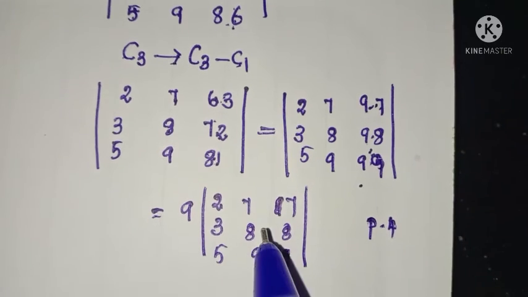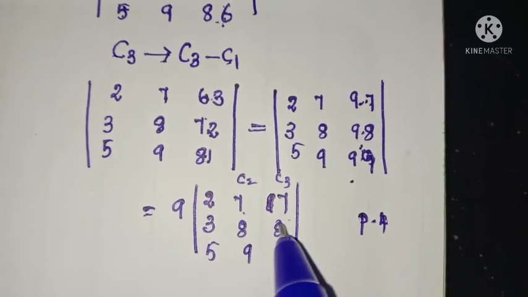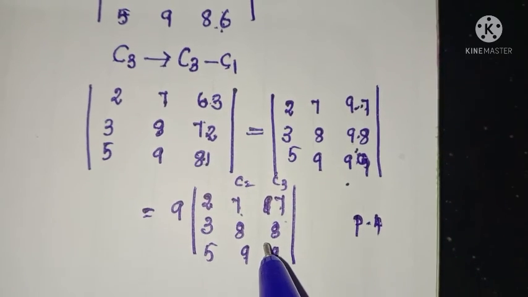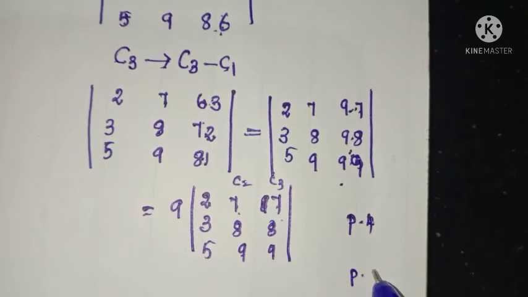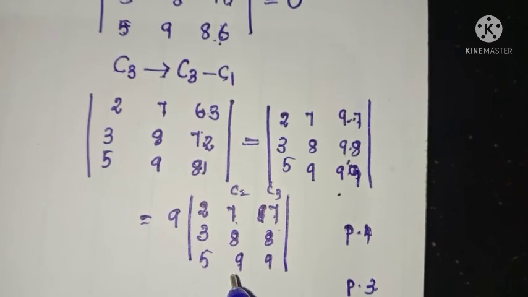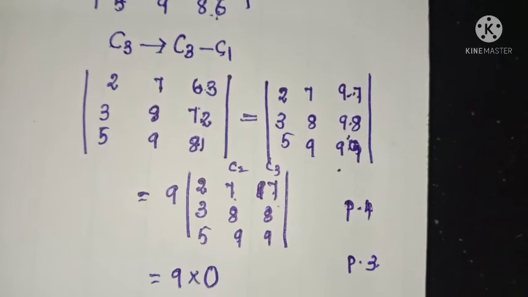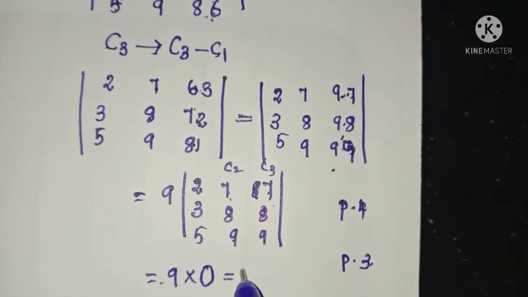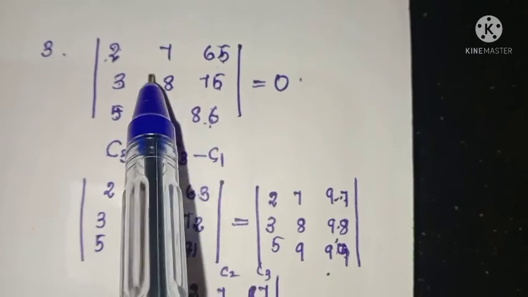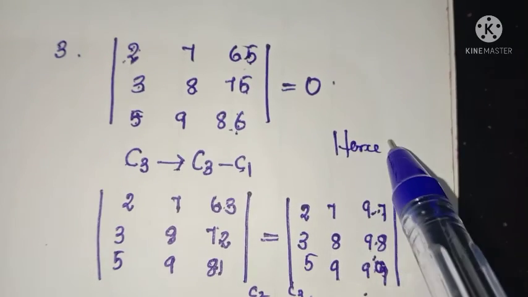Now look at this determinant. Here the second column and third column are identical: 7, 8, 9 and 7, 8, 9. So again by property number 3, if any two rows or columns are identical, then the determinant value is equal to 0. So 9 into 0 is equal to 0. So the given determinant value is equal to 0, hence proved.